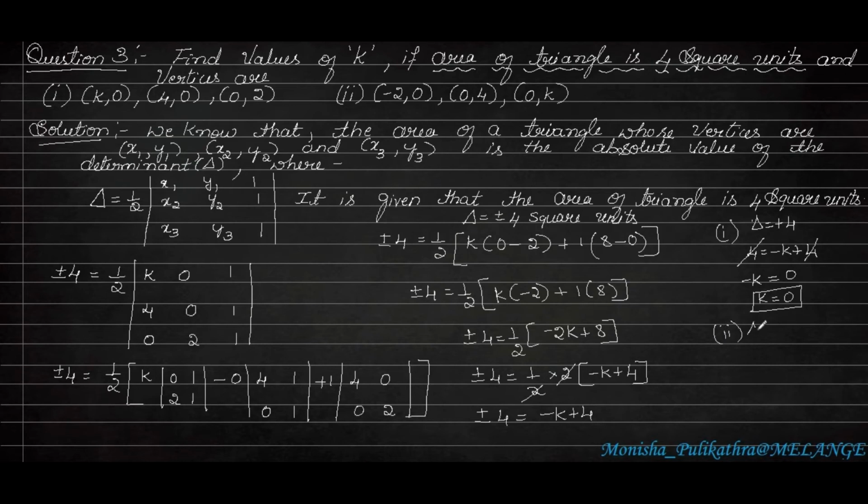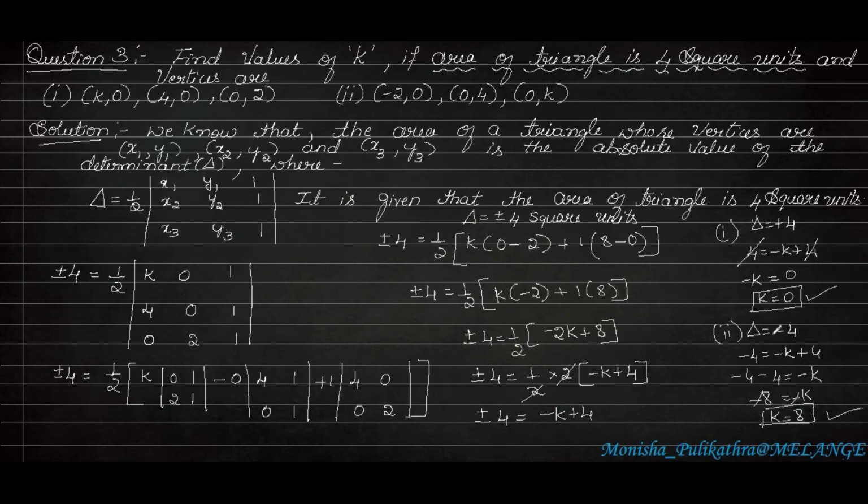In the second case, when delta is equal to minus 4, minus 4 is equal to minus k plus 4. I will be taking this 4 to the left hand side. So minus 4 minus 4 is minus 8, equal to minus k. Minus cancels. k is equal to 8. So the value of k is equal to 0 in the case of delta plus 4 and k is equal to 8 in the case of delta equal to minus 4.